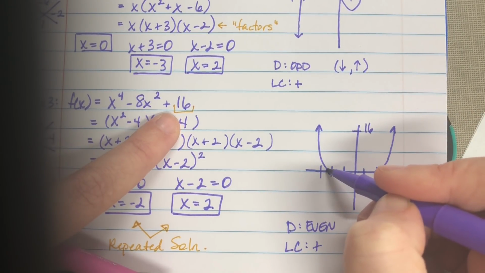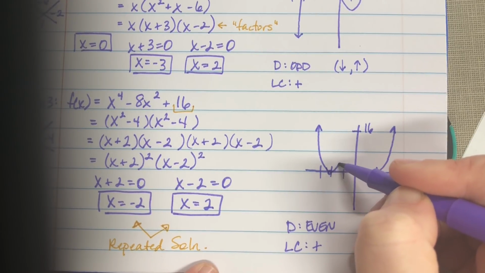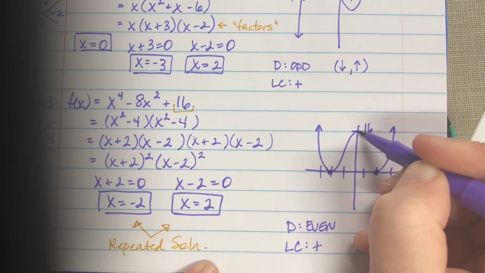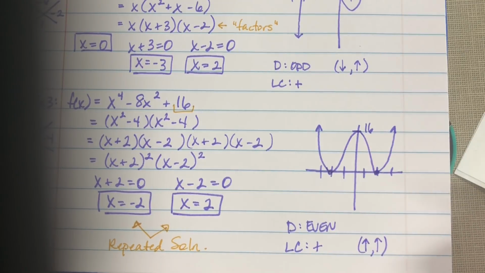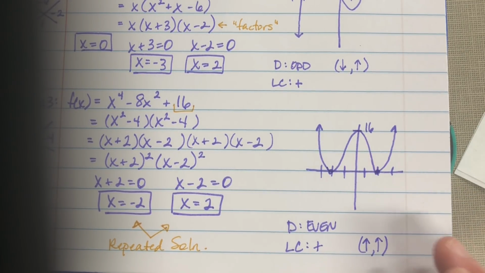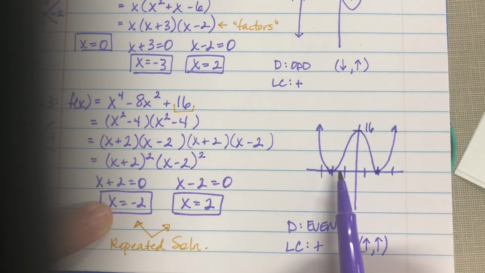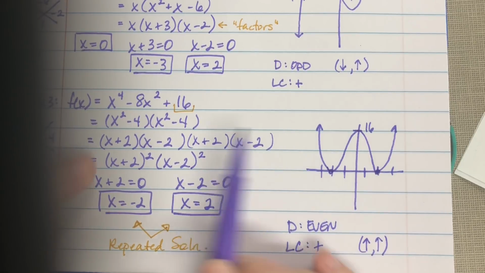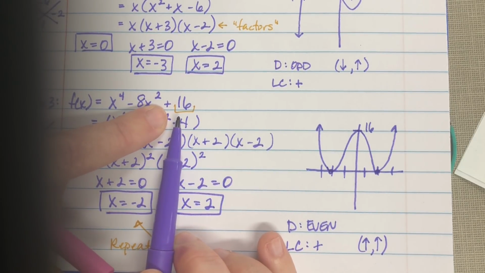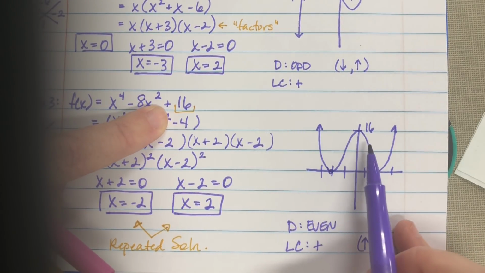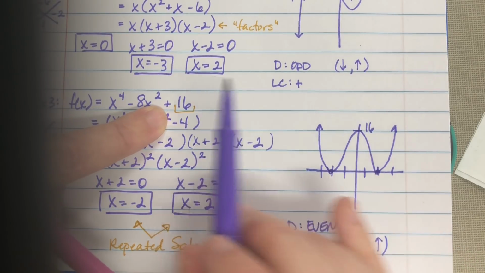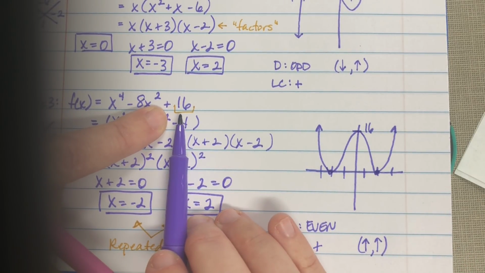Again, both of my points bounce, so it's going to bounce off of the x-axis, cross over the y-intercept, and bounce again. Okay, just a recap on that. I found my solutions, which we plotted on the x-axis. I also needed to find my y-intercept, which was 16. I have to know where the graph crosses over the y-axis. It's always going to be your whole number, or your constant.